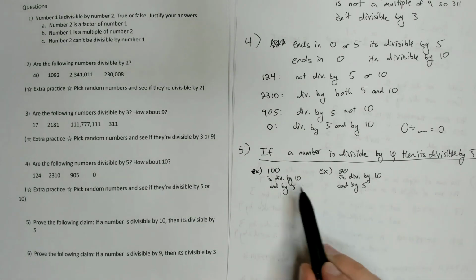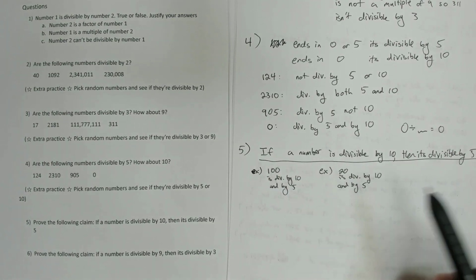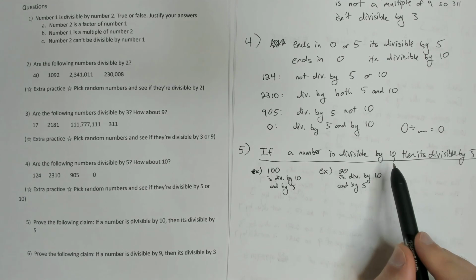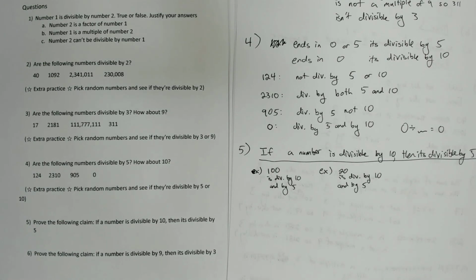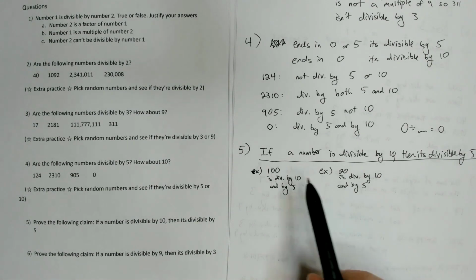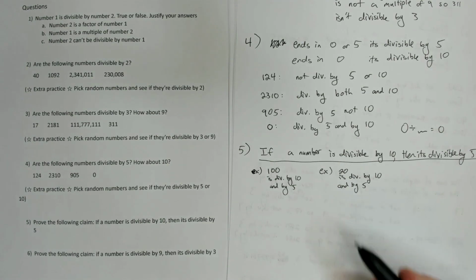All right, so these examples both seem to support the claim that if the number is divisible by 10, then it's also divisible by 5. Now, do you think you can come up with an example of a number that's divisible by 10, but not by 5? Well, it might be pretty tricky, and the reason is, this claim is saying that there shouldn't be such a number, right? Every number that's divisible by 10 should also be divisible by 5. That's what this statement is saying.